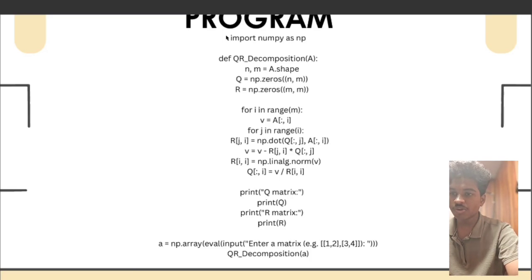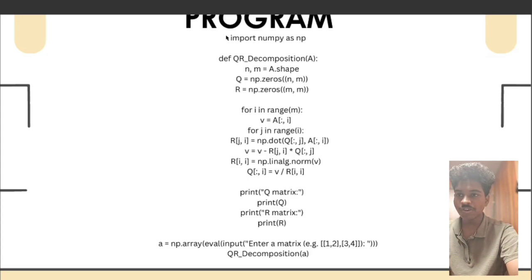This Python code performs QR decomposition of a user input matrix using the Gram-Schmidt orthogonalization method. The goal is to decompose the matrix A into the two matrices Q and R, where Q is the orthogonal matrix and R is an upper triangular matrix, such that A equals QR.